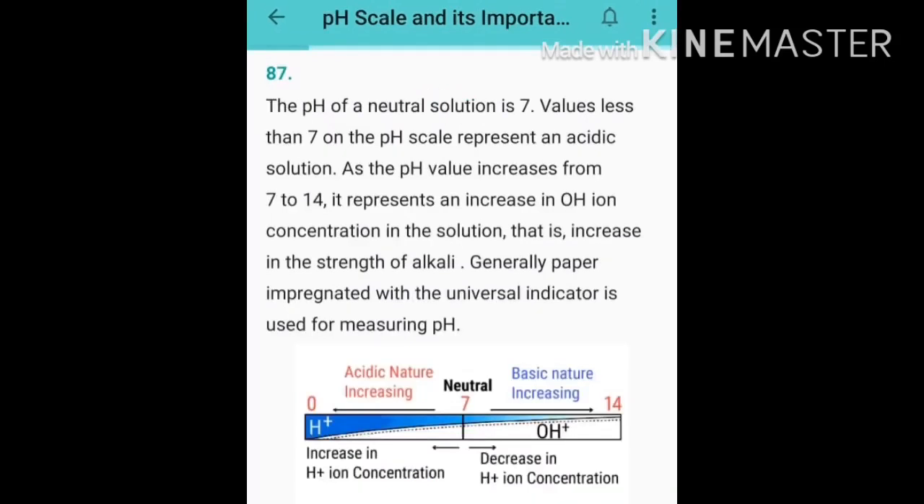The pH of a neutral solution is 7. Values less than 7 on the pH scale represent an acidic solution. As the pH value increases from 7 to 14, it represents an increase in OH- ion concentration in the solution, that is, an increase in the strength of alkali. Generally, paper impregnated with the universal indicator is used for measuring pH.